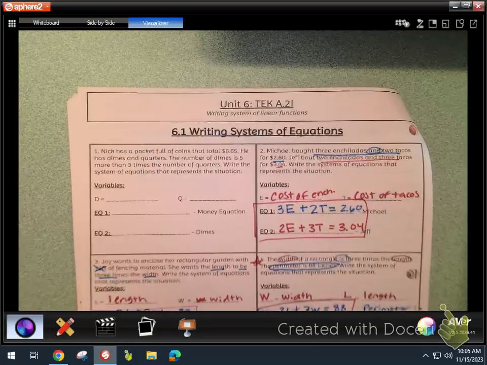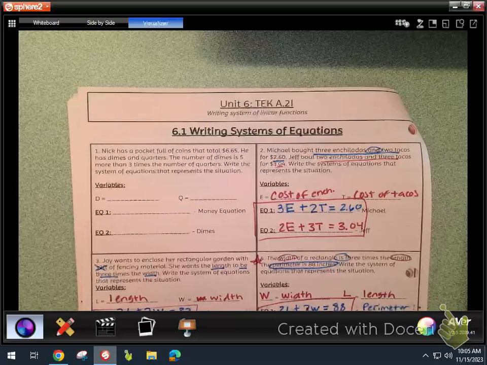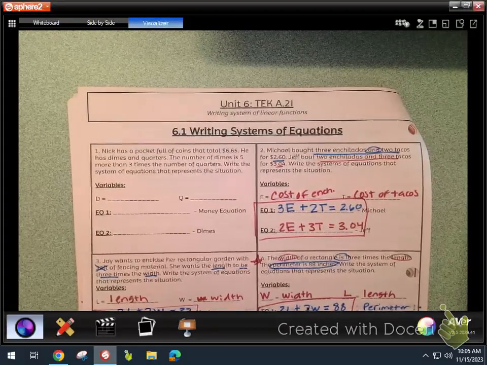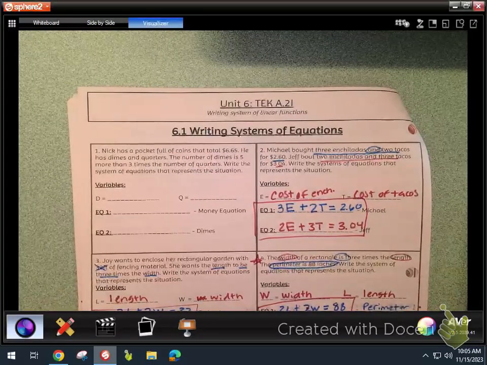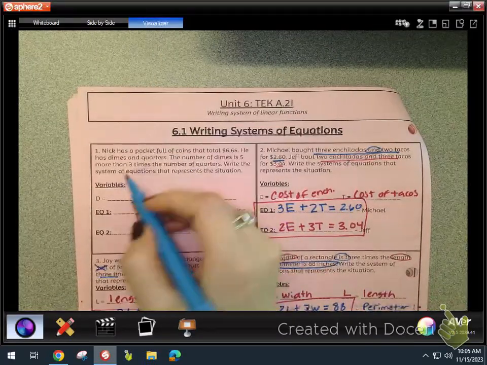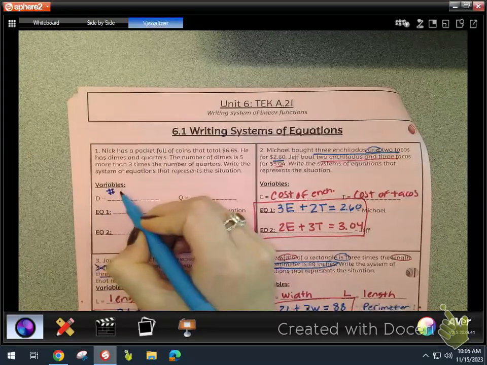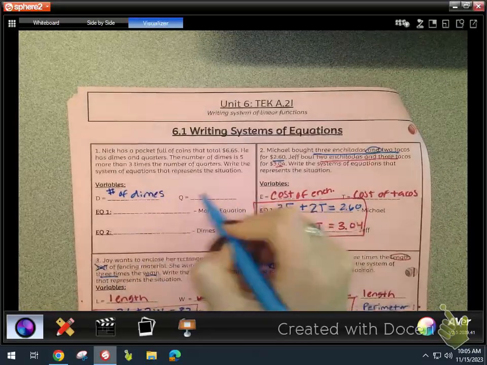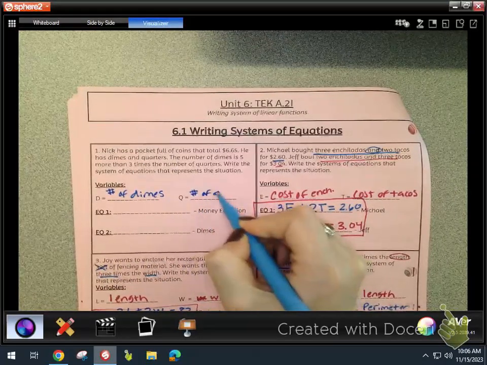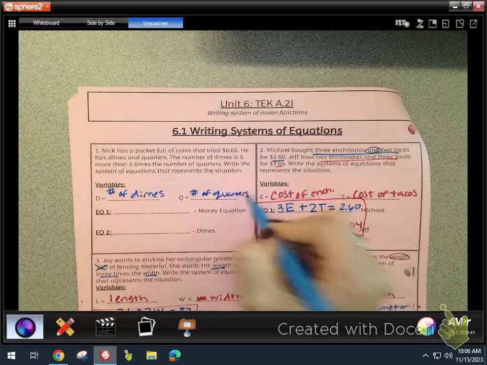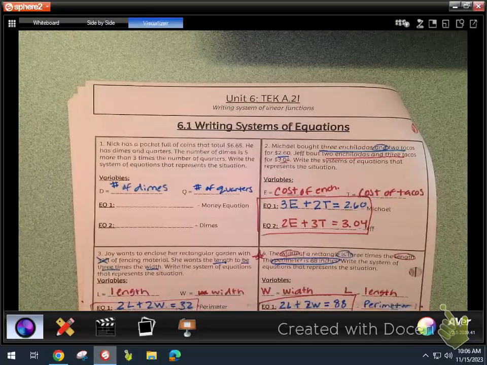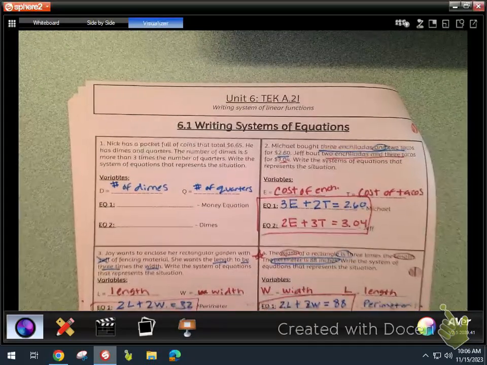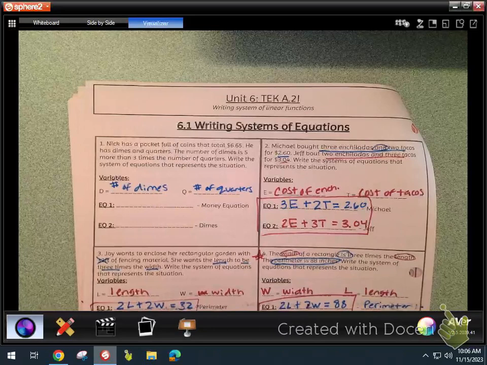Okay? You have a pocket full of coins that total $6.65. He has dimes and quarters. So what are your variables going to be? Dimes and quarters. Let's go ahead and fill that out. D stands for, we already know the money value, so this is going to be the number of dimes. Q will be the number of quarters. Okay, so he's got those two types of coins, and he's got a total of $6.65.